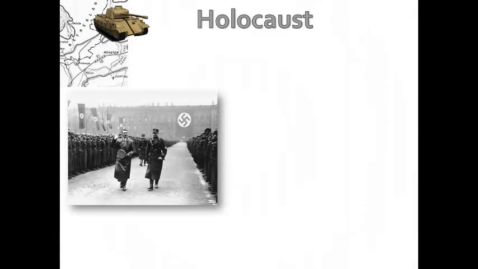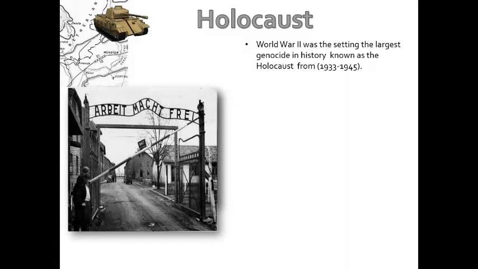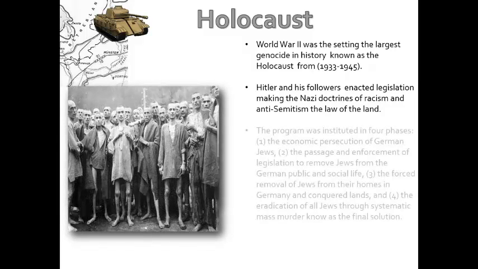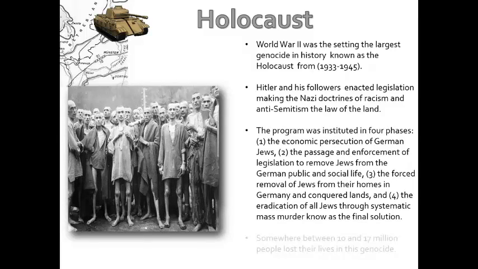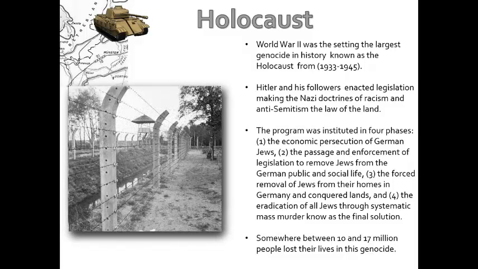World War II was the setting of the largest genocide in history, known as the Holocaust, from 1933 through 1945. The Holocaust inflicted upon European Jews by the Nazi regime was arguably the most systematic and sadistic campaign of mass extermination ever mounted. Hitler and his followers enacted legislation making the Nazi doctrines of racism and anti-Semitism the law of the land. The program was instituted in 4 phases.